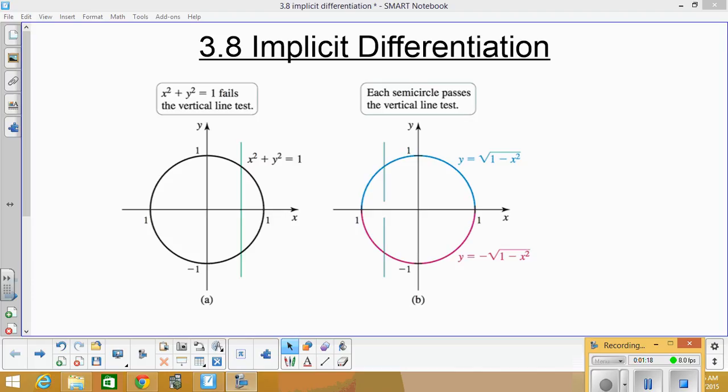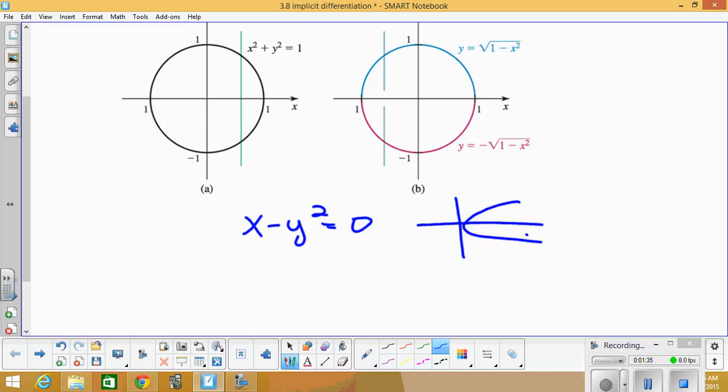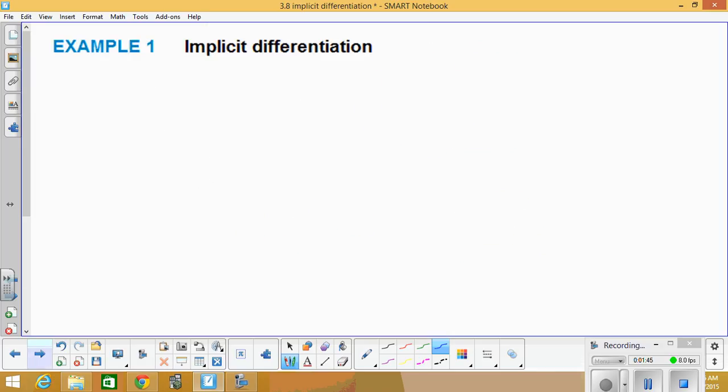Explicitly in terms of x. But what if there are situations where you can't? The book also talks about a sideways parabola. For example, you might have x minus y squared equals 0, and you can have a sideways parabola, but even in this case, you can solve for y. So it becomes difficult if you can't solve for y. So let's go ahead and look at some examples.